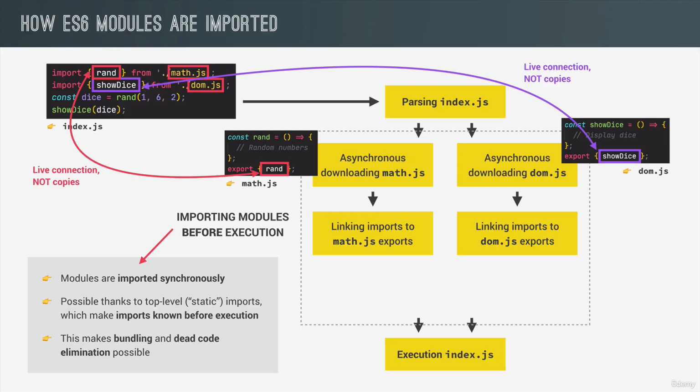And this connection is actually a live connection. So exported values are not copied to imports. Instead, the import is basically just a reference to the exported value, like a pointer. So when the value changes in the exporting module, then the same value also changes in the importing module. And this is quite important to understand because it's unique to ES6 modules. Other module systems do not work like this, but JavaScript modules do. And so you need to keep that in mind.